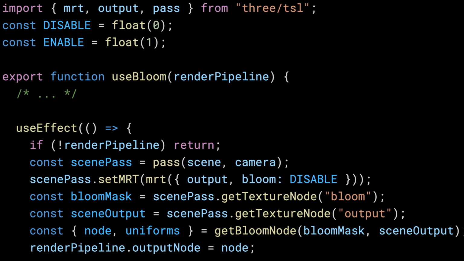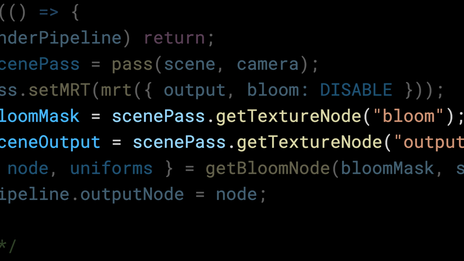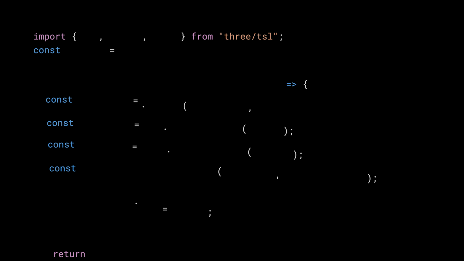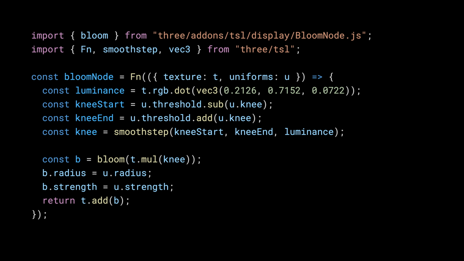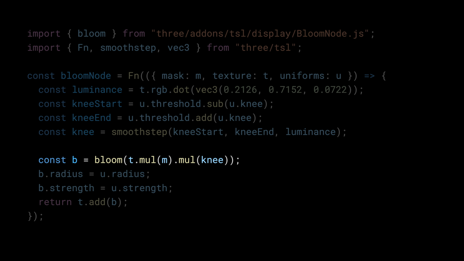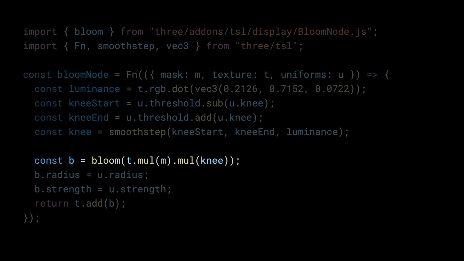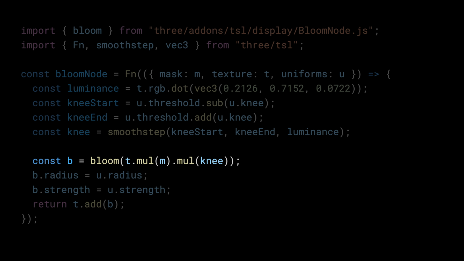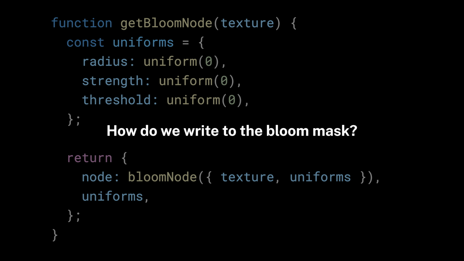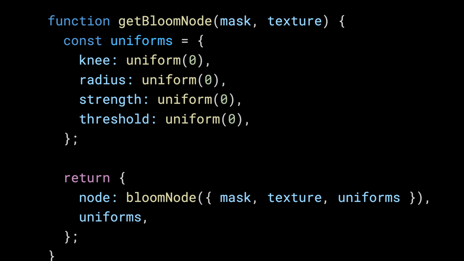Now we can access a separate texture for our bloom layer by calling scenePass.getTextureNode, the same way we do for our overall scene output. Now we're going to take both of these texture layers and pass them to our bloom node. And where we call the bloom add-on, we want to multiply our scene texture by the bloom mask, so that only objects written to the bloom layer are affected. So how do we write to our bloom mask? Because we're not able to use layers as we were before.